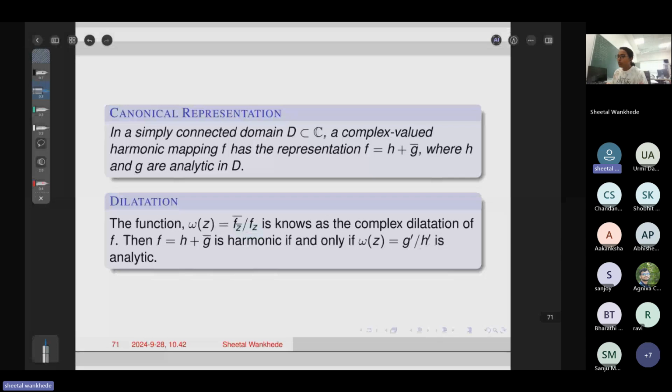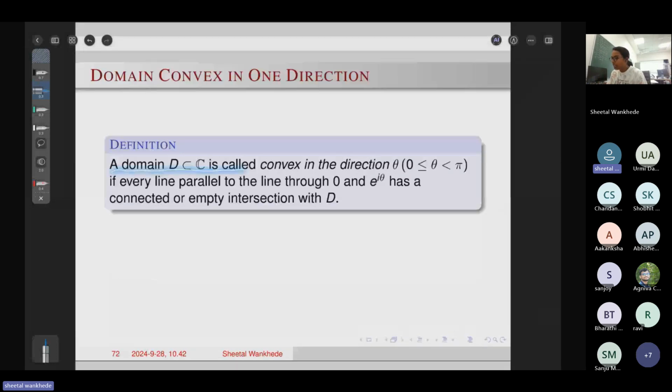Okay, so one more important thing. Already we discussed convex domains. Now we see a domain convex in a particular direction, in one direction. So we can say a domain is said to be convex in the direction theta, where theta lies between 0 and pi, if every line parallel to the line through 0 and e to the power i theta has connected or empty intersection with D. I'll make some domain. Suppose this domain.